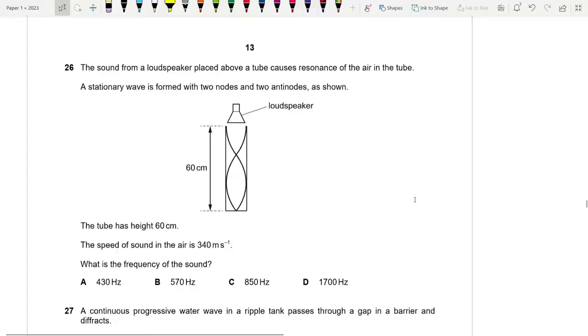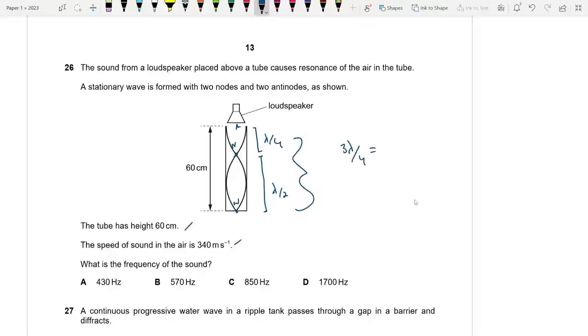The sound from a loudspeaker placed above a tube causes resonance of the air in the tube. A stationary wave is formed with two nodes and two antinodes. We have height 60, the speed is 340. What is the frequency of the sound? Okay, so we know that this is a node, this is also a node, this is an antinode. So node to node is lambda by 2 and antinode to node is lambda by 4. So in total, the whole distance is 3 lambda by 4, which is equal to 0.60 meters.